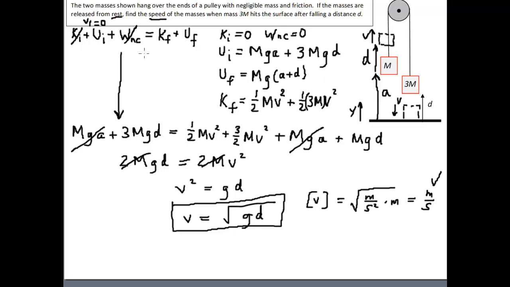And once we realize that, we then write down each of the terms in as much detail as we can. We write them all down here. Then we substitute into the original conservation of energy equation, do our algebra, and solve for the final speed.